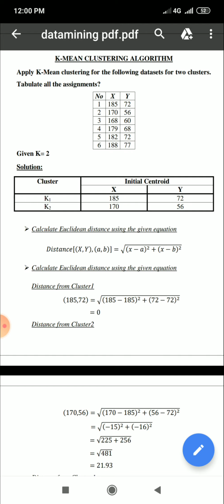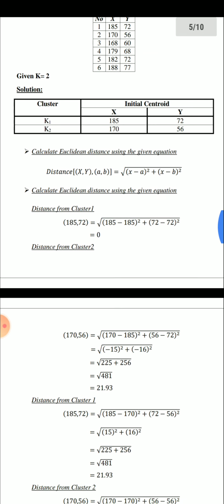Distance from cluster 1, that is 185, 72, is equal to root of (185 minus 185) the whole square plus (72 minus 72) the whole square, that is equal to 0. Then you have to find the distance from cluster 2, that is 170, 56. So the distance is root of (170 minus 185) the whole square plus (56 minus 72) the whole square. We get the value 21.93.